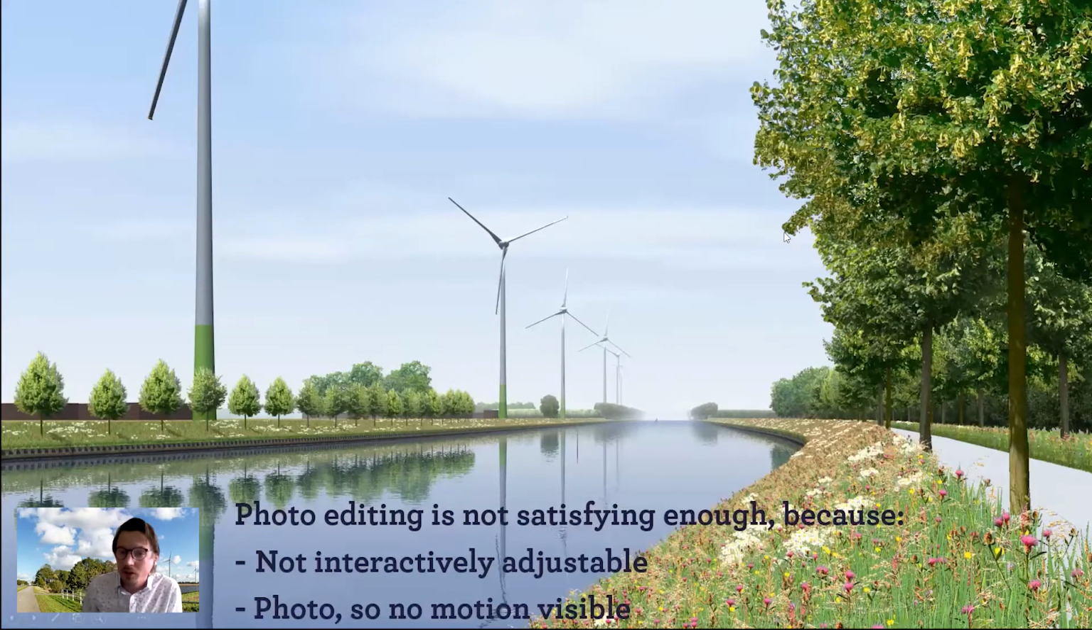But yeah, why would you do it in 3D? You can do it in photos, but the photo you see here, we don't think it's really satisfying yet. It's not interactively adjustable. You can only view it from this location that we are right now. You need to take the photo, and there's no motion visible. So we have a 3D program based on GIS.